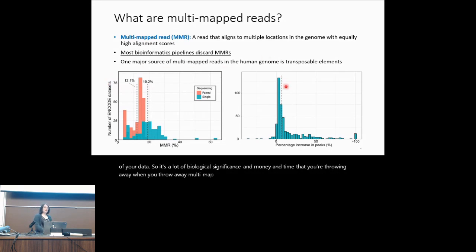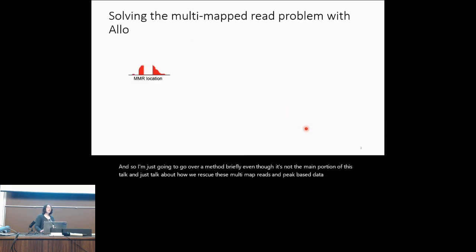And to transfer this into how many peaks you can rescue if you actually save these multi-map reads, it does vary depending on the ChIP-seq data set, but it can be quite a lot depending on what transcription factor you're looking at. I'm just going to go over our method briefly, even though that's not the main portion of this talk, and talk about how we rescue these multi-map reads in peak-based data types.